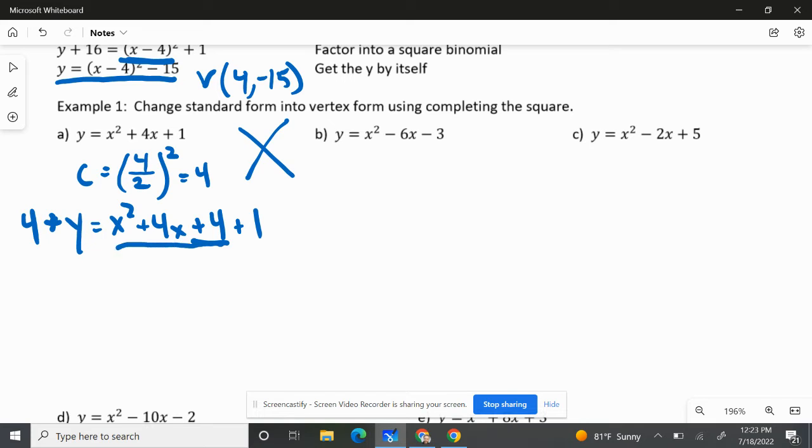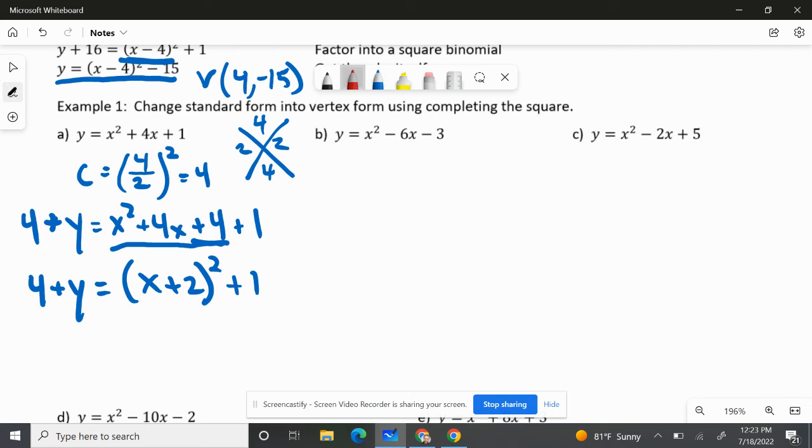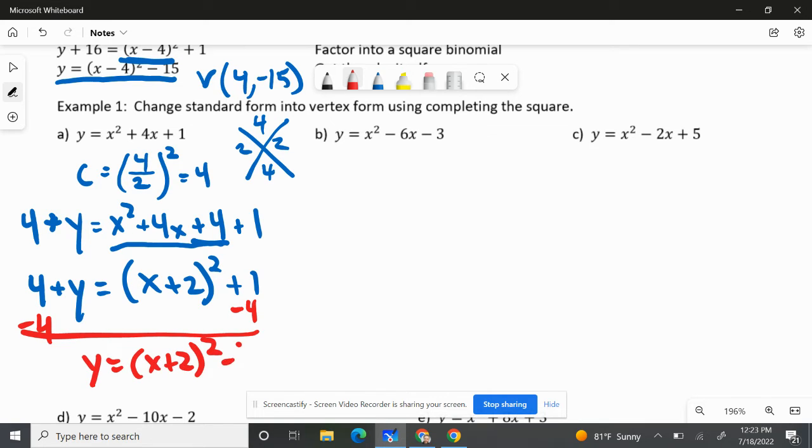It's now factorable, so we take our trinomial and we look for two numbers that multiply together give us 4, add up to 4, which is 2 and 2. And remember, if we're doing this correctly, it's always the same number. So x plus 2 squared plus 1. And then our last step is we subtract the 4. And when we subtract the 4, we get y equals x plus 2 squared minus 3.